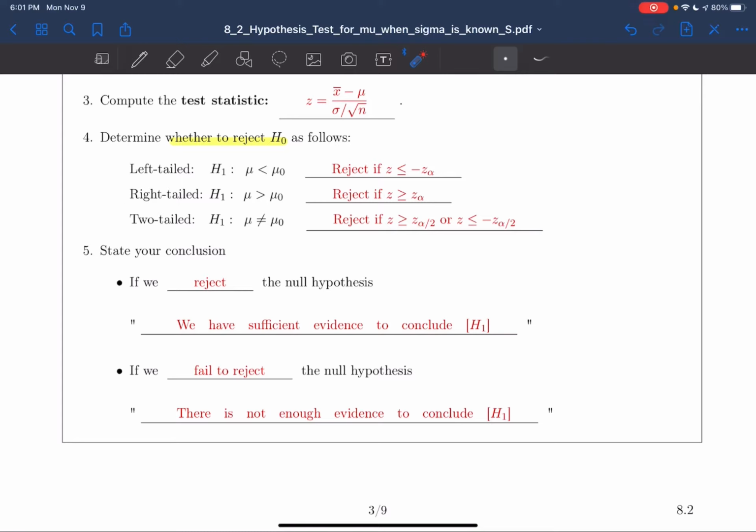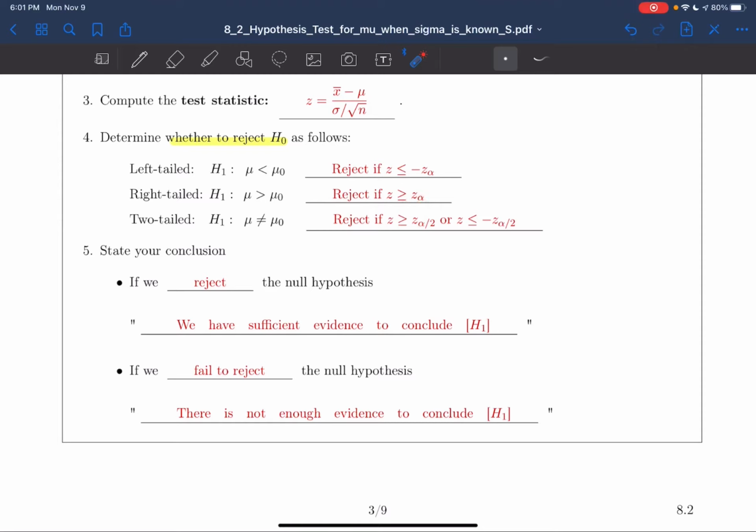If you're dealing with a right tail test, and you know it's a right tail test if mu is greater than mu naught, where again mu naught is just a number, we reject our null hypothesis if our test statistic is greater than or equal to z of alpha. And again, z of alpha is just your critical value.